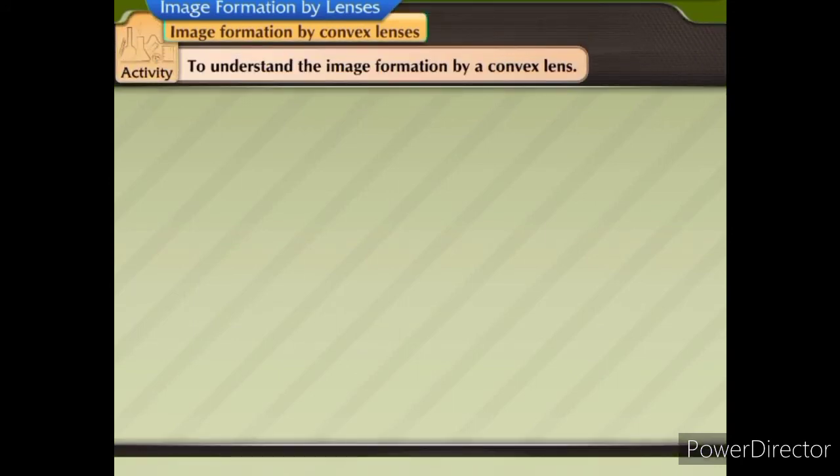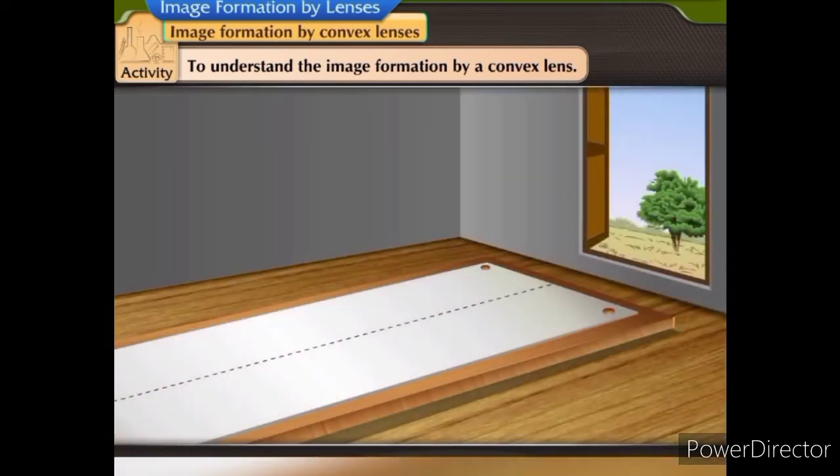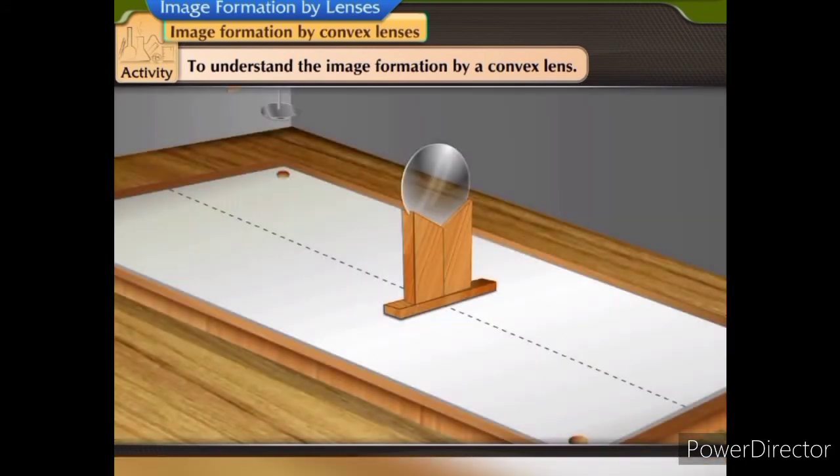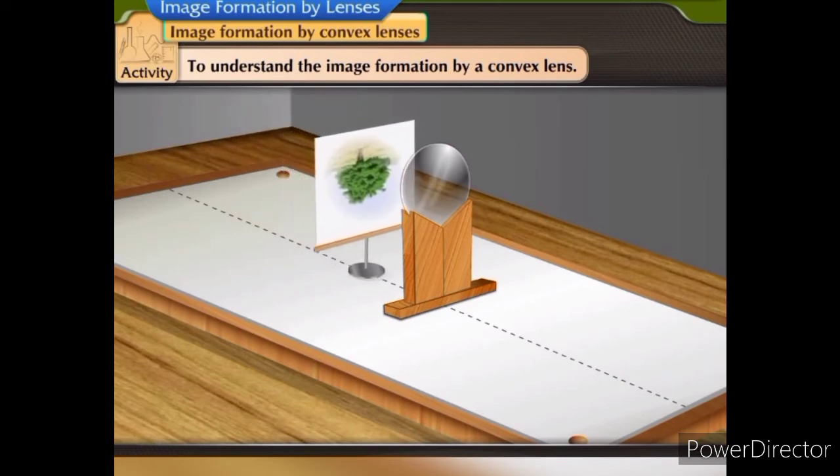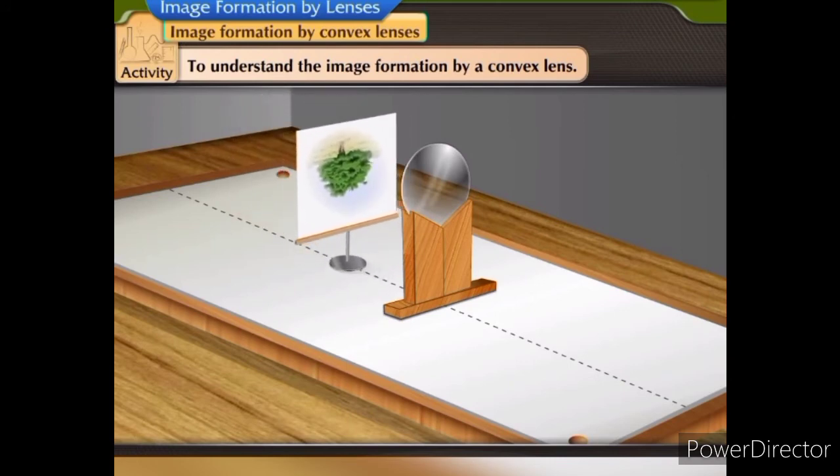Let us perform an activity to understand the image formation by a convex lens. First, let us find the approximate focal length of the convex lens. Obtain a well-defined image of a distant object on the screen. Measure the distance between the screen and the lens. It is the approximate focal length of the lens. Let us call it F.